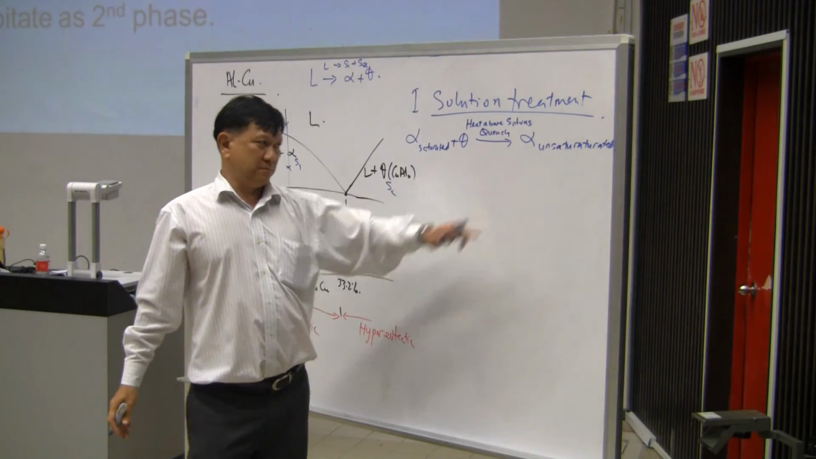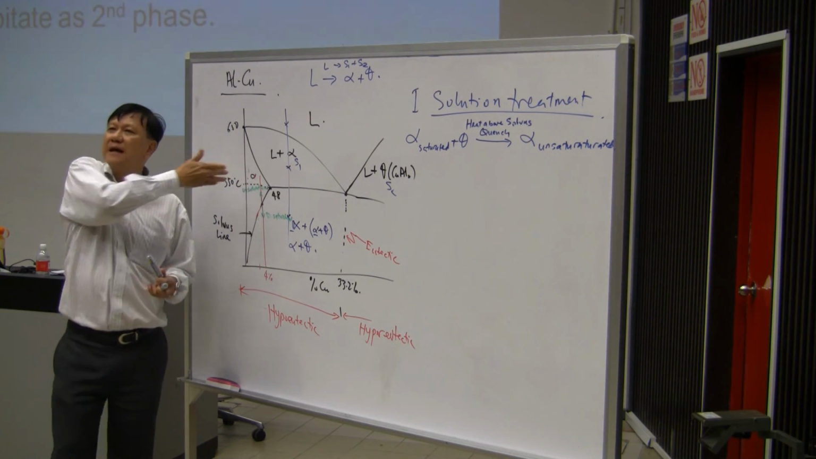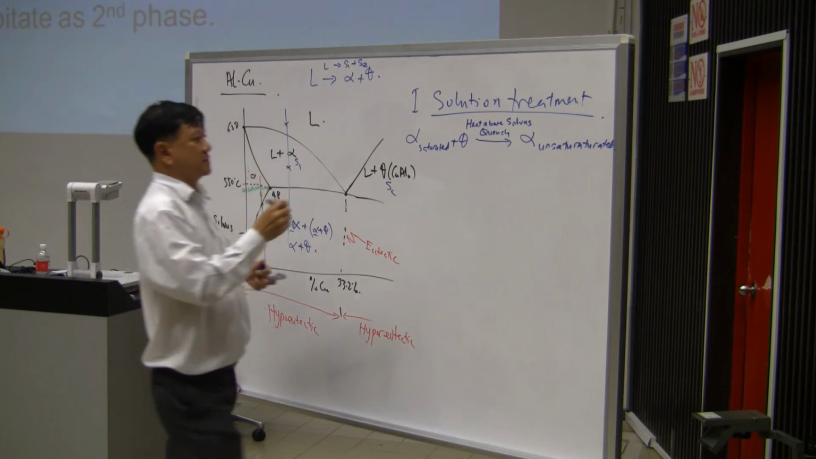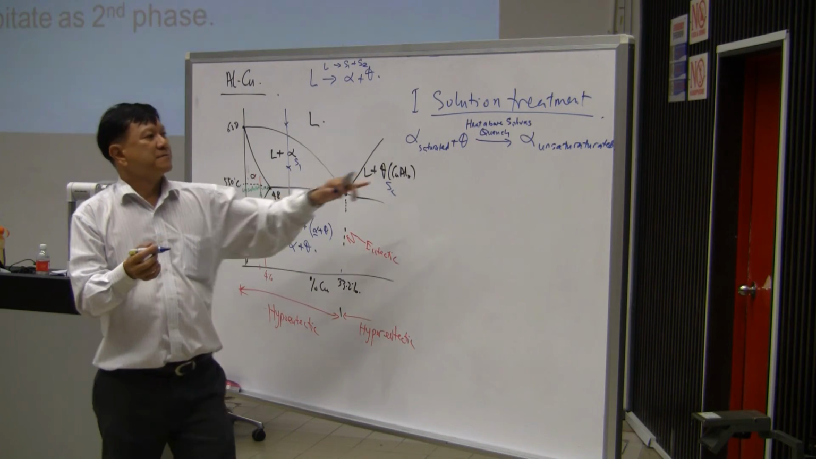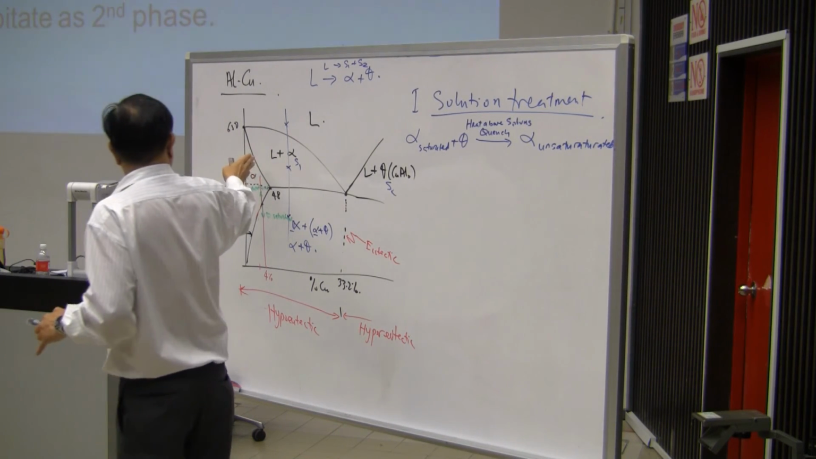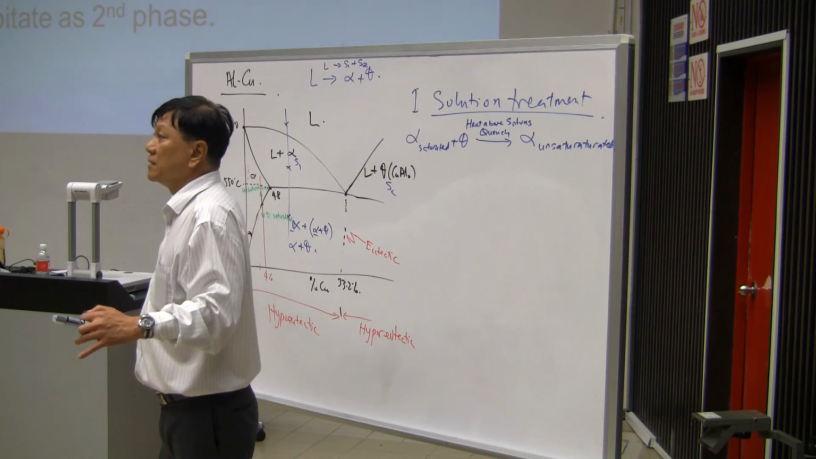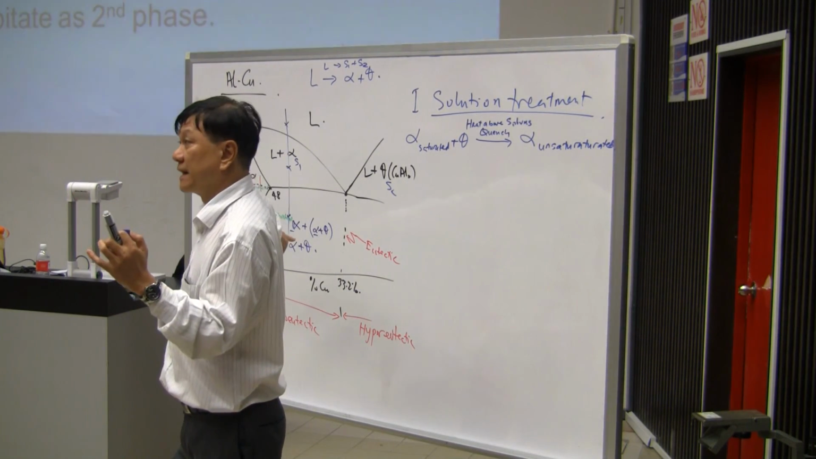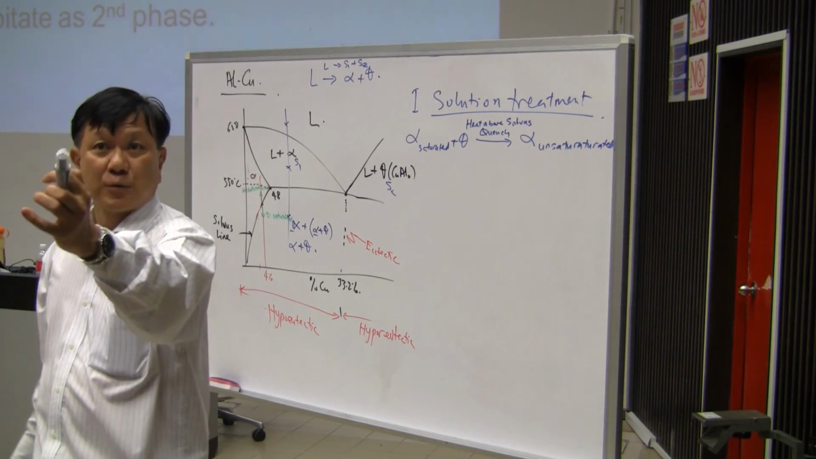When you quench, if I heat it up and then let it cool very slowly, the slow cooling will allow time for the copper to come out as theta. That's why I need to quench. This one here must quench. Are you all clear enough? That is why you quench.